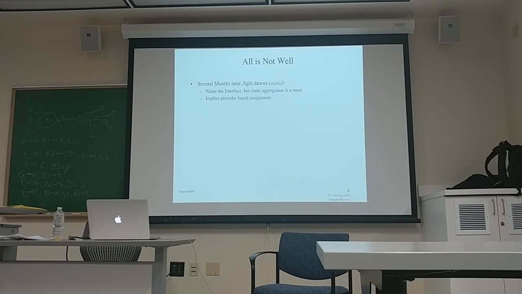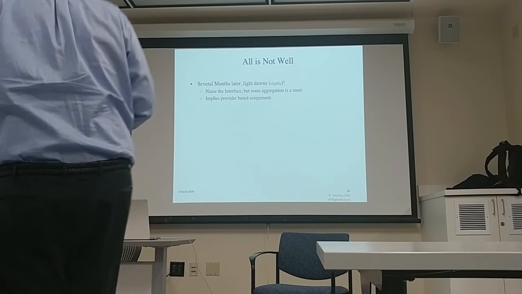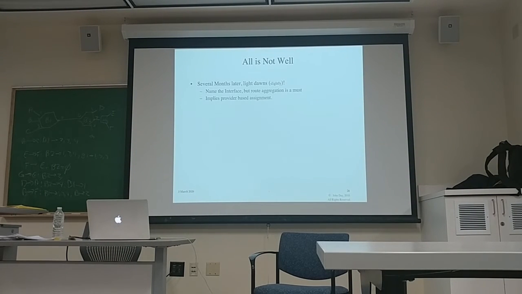About 9 months after IPv6 was approved, the light dawns. We name the interface, but root aggregation is a must. We actually have to have it to make this stuff viable. That implies provider-based addressing, which means if you change providers, you have to renumber your network. Kind of shot yourself in the foot on that one, didn't you? Transition to IPv6 is a dual stack with a NAT. So once behind a NAT, what do I need with IPv6? How many feet do you guys have?